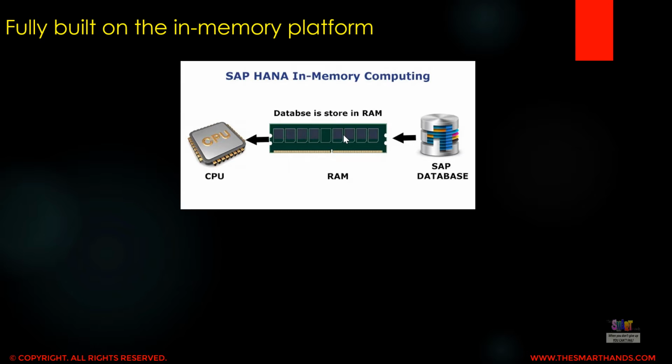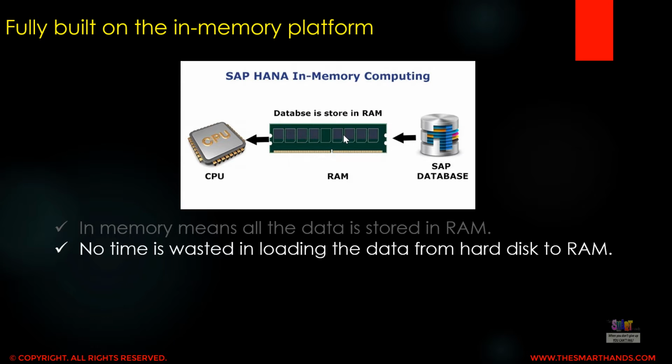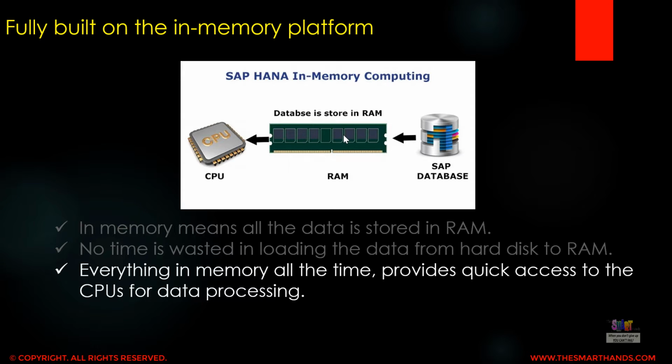So let's understand this more. In-memory means all the data is stored in the RAM itself. For example, if you have a laptop with say 64 or 32 GB RAM, you can think about how fast it will be. This is something like that. It's a big RAM where all the data is stored. No time is wasted in loading the data from the hard disk to RAM. Everything is in memory all the time, which provides quick access to the CPUs for data processing.